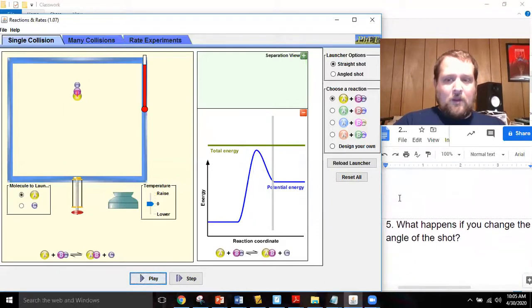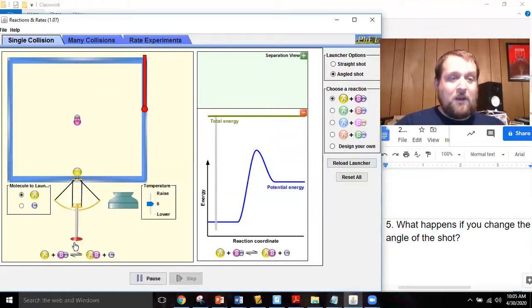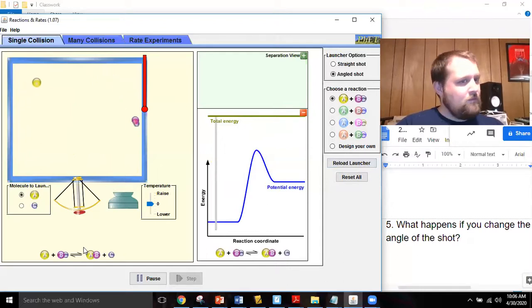All right, number 5. What happens if you change the angle of the shot? I'm going to go over here to angle the shot. And when I pull this back, I'm going to give it enough energy that a reaction would happen, but I'm going to hit it on the side. Did a reaction happen? Did you see a change? Let me reload the launcher. Let's try it again. Let's hit it on the other side. Was that an effective collision?